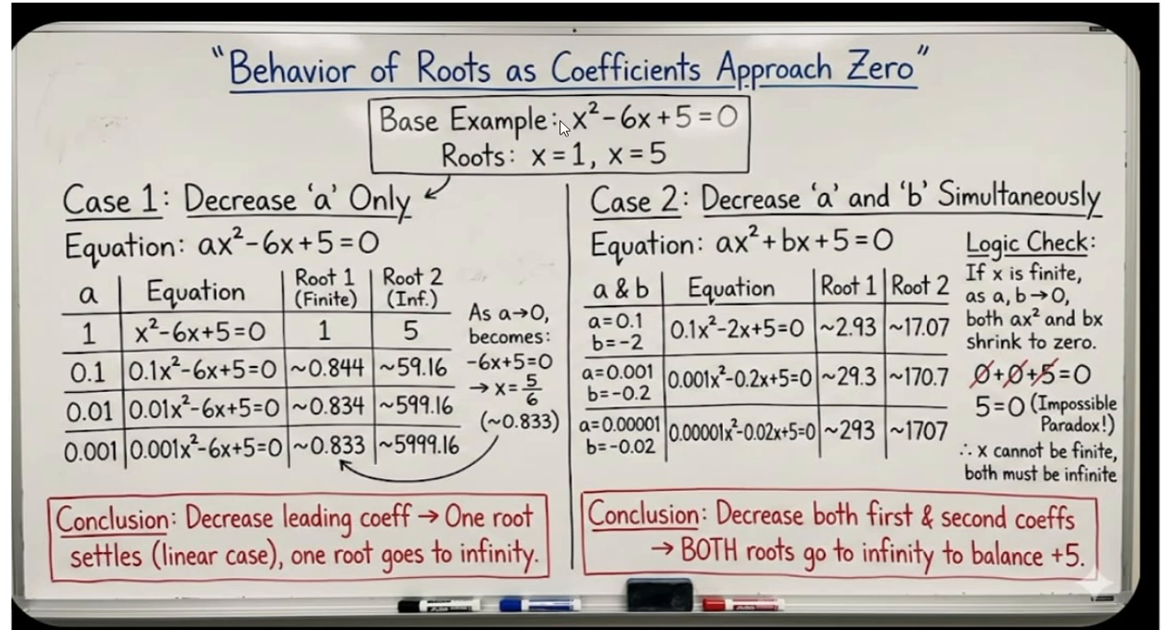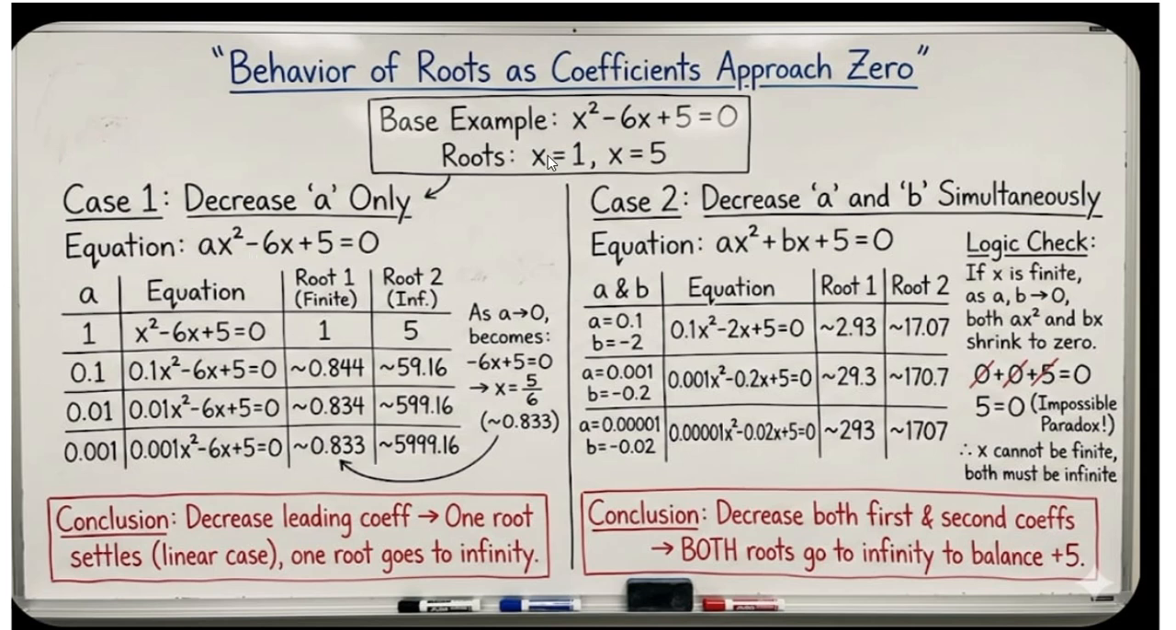Suppose, for example, we have a quadratic polynomial x square minus 6x plus 5 is equal to 0. You know that if you solve it, the roots are going to become 1 and 5. But what about the coefficient of the highest degree term here?